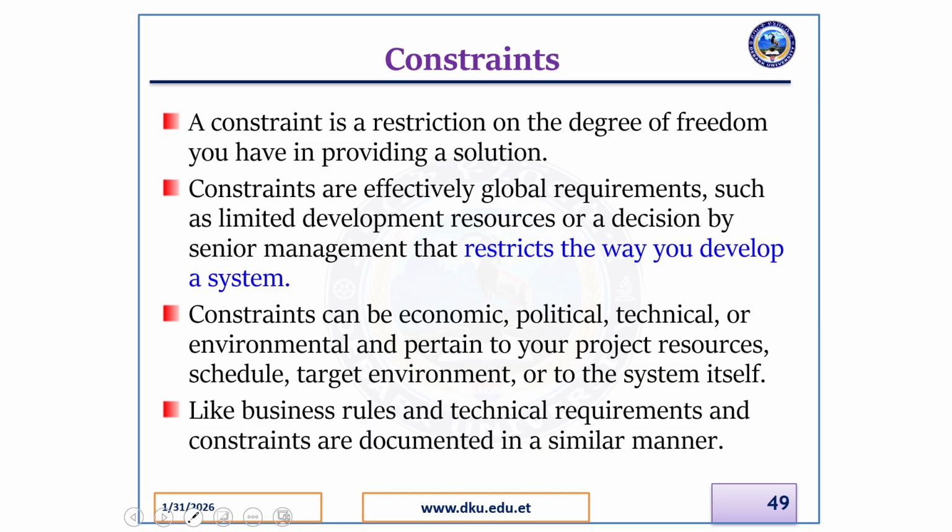Another point is constraints. A constraint is a restriction on the degree of freedom you have in providing a solution. So constraints are effectively global requirements, such as limited development resources or a decision by senior management that restricts the way you develop a system. Constraints can be economic, political, technical, or environmental, and pertain to your project resources, schedule, target environment, or to the system itself. Like business rules and technical requirements, constraints are documented in a similar manner.